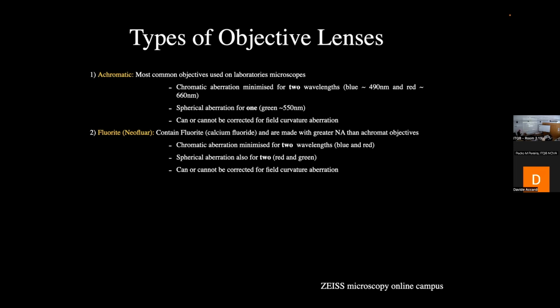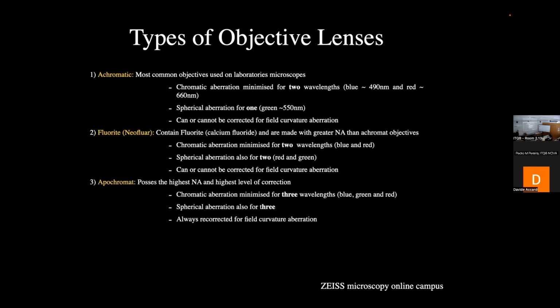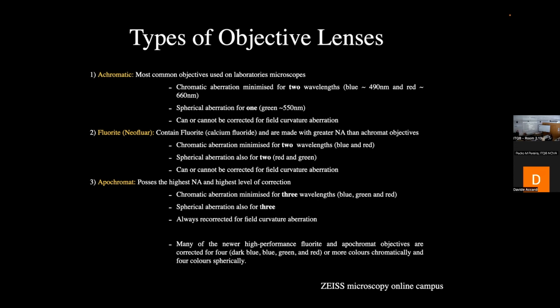Okay, so fluor lenses contain fluorite, and they are made with a greater numerical aperture. The chromatic aberration correction, again, for two wavelengths is not so much greater, but the spherical aberration correction is also for two wavelengths, and they might or might not be corrected for field curvature. And then we have the apochromat. They possess the highest numerical aperture and the highest level of correction, and they are corrected for three wavelengths: blue, green, and red, for both spherical and chromatic aberration, and they are always corrected for field curvature aberration.